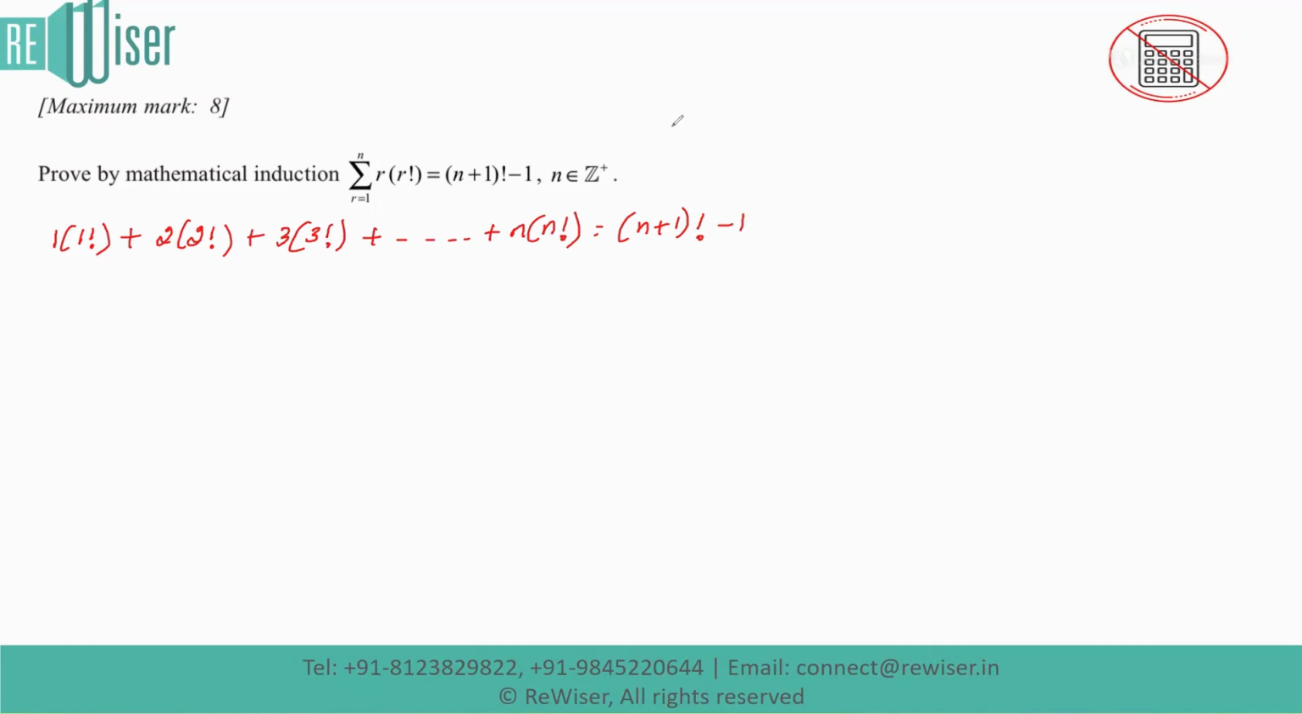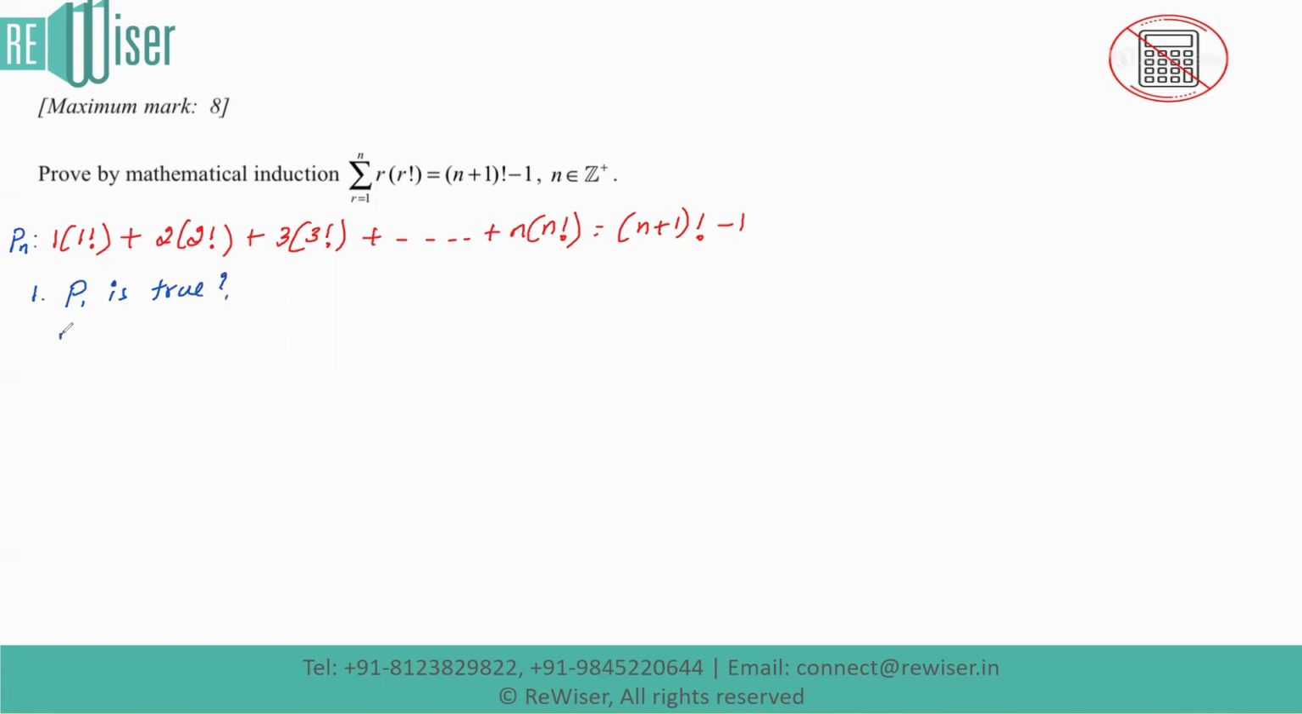So now, in order to prove this equation is true for all the positive integer values of n, step one is we need to check whether this series is true for n equals 1 or not. So when I say step one, if I consider this as P of n, we need to check whether P of 1 is true or not.